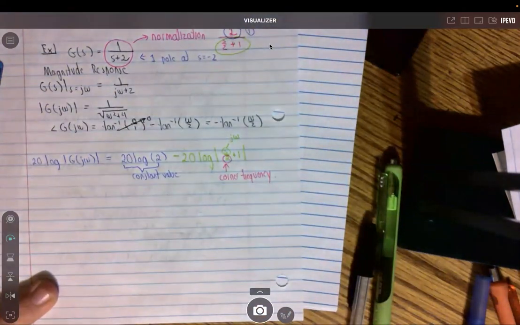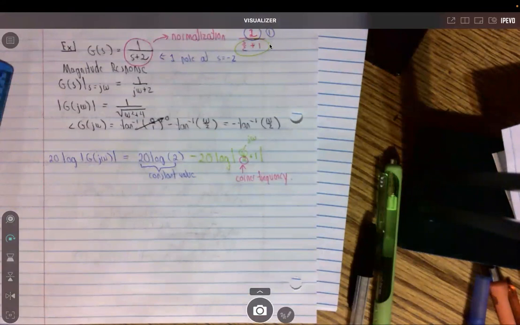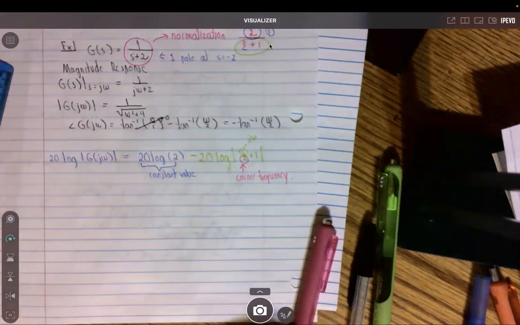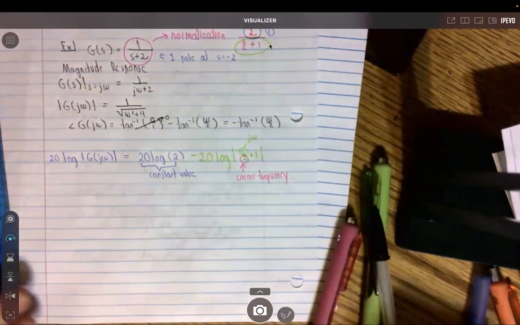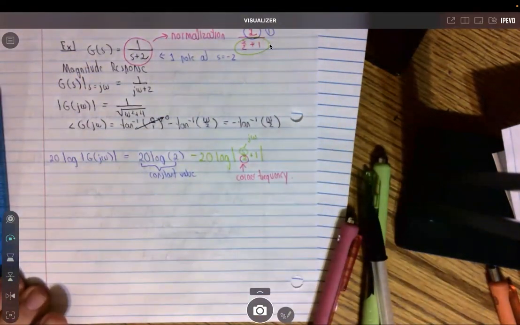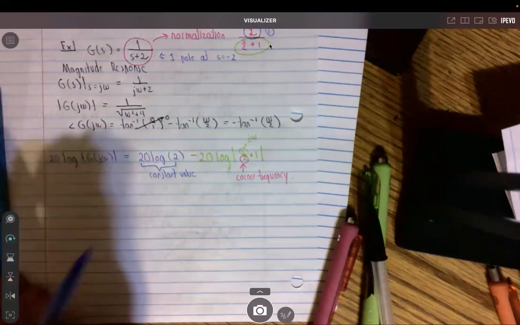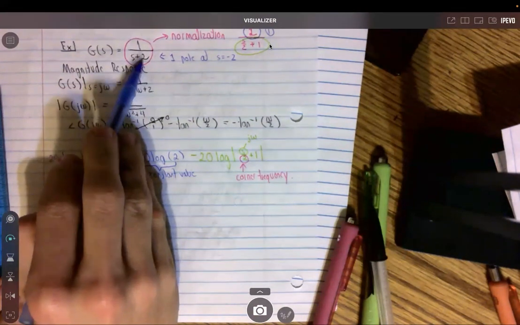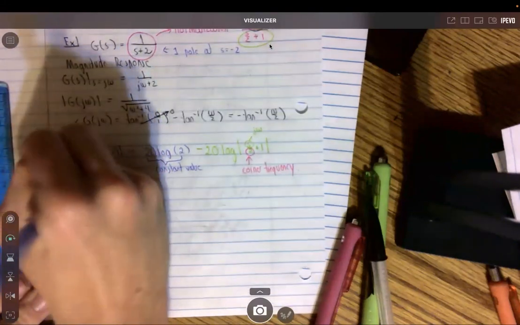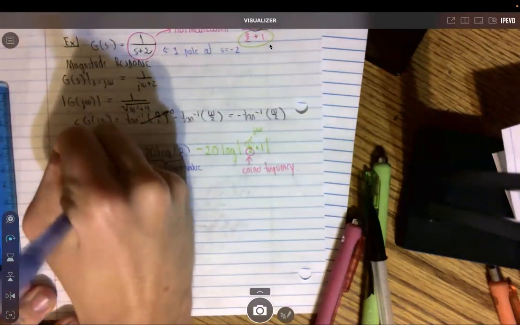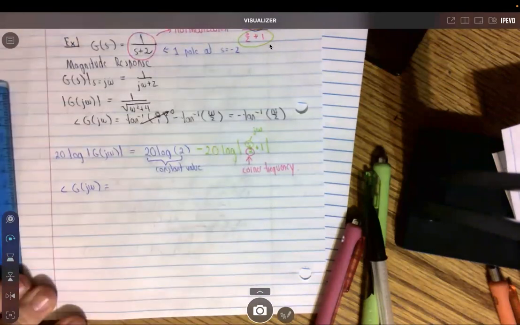And so that's what we're going to have to be looking out for when we do our plot. So let's now draw out the plot. Let's just do the phase real quick while we have the phase still with us. Notice that we only have a pole. We don't have any zeros. So the only contribution to the phase for G(jω), we're just going to have one pole here.